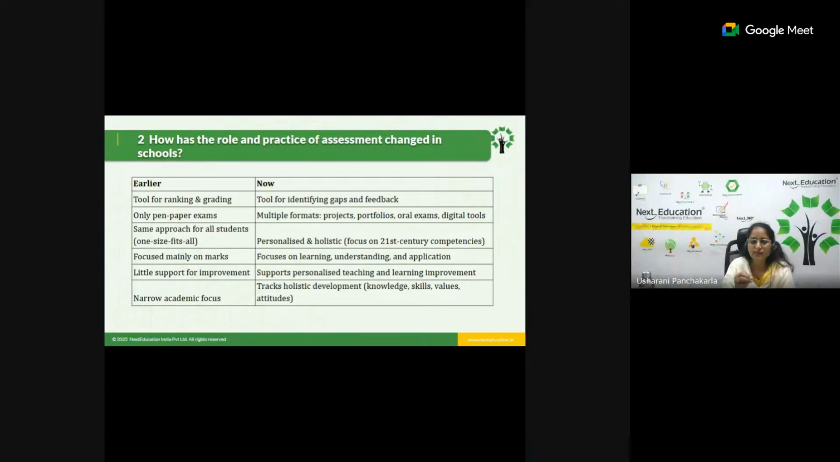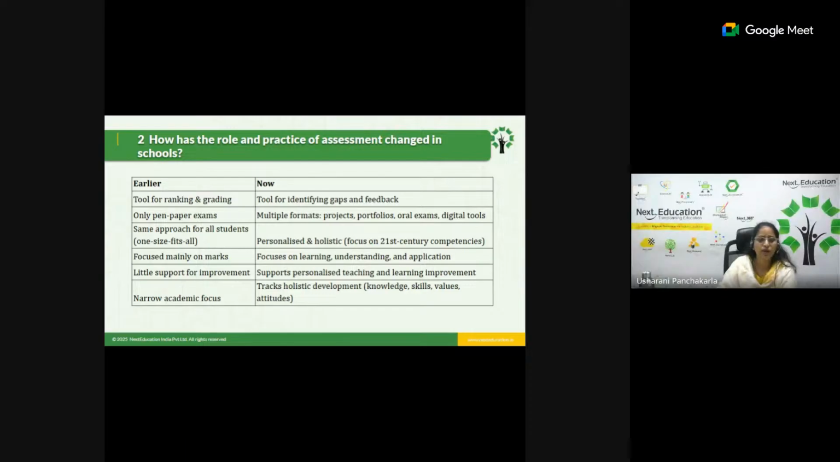Portfolios are nothing but worksheets or physical data that you are capturing. It can be in the form of a file, a PPT presentation, a scrapbook, a drawing book, or anything that they have submitted. And oral exams, everyone knows. Recitations, elocution, debates or discussions, everything that can be done orally comes under that. And digital tools you already know which we are using. It can be a PPT presentation, or a projector presentation, or a PDF will also work.